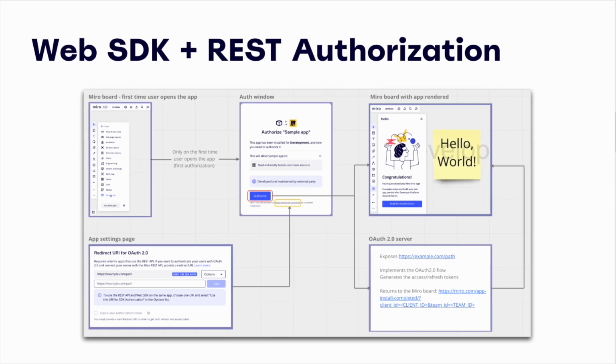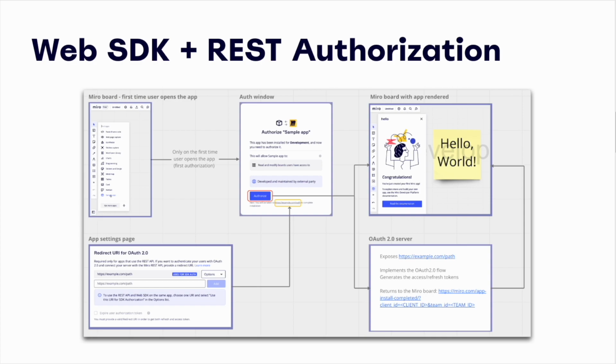This looks a little bit like this. First, an end user will launch an app from the left-hand toolbar. This will reveal the auth window for the Web SDK. Next, the user will authorize the Web SDK app, and when this is done, it will automatically trigger the OAuth 2.0 flow for authorizing the REST API for apps that leverage both capabilities.